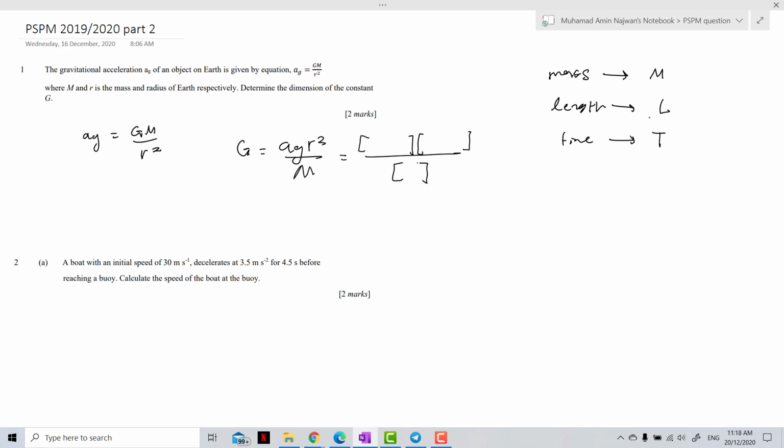Sebenarnya ada banyak lagi, okay. If you see dalam buku tutorial, you have like Kelvin, temperature. Temperature you buat dalam K, things like that. Tu pun korang kena tahu. However, the main part is the three main things here. Okay, please bear in mind lah.